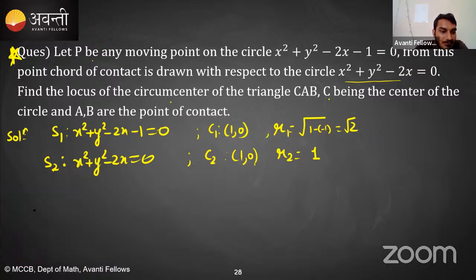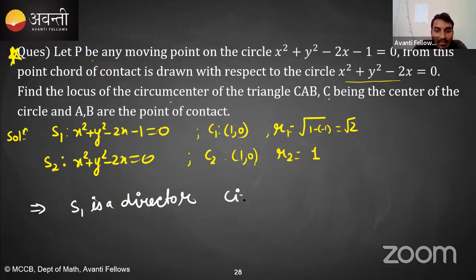It implies S1 is a director circle. S1 is a director circle of S2. Yes or no? S1 is a director circle of S2. Is this clear?